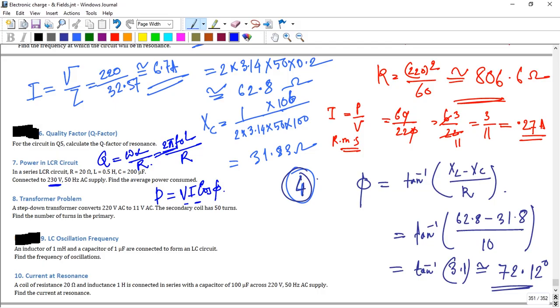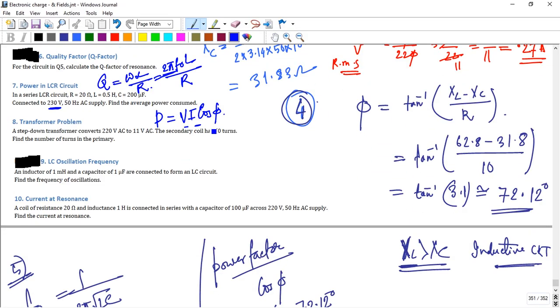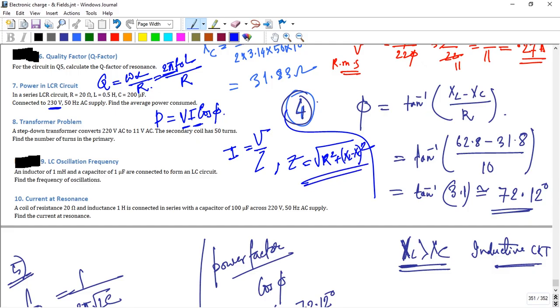Okay, so how to find that? Voltage is given, 230 volt, not I. So from Ohm's law, I equal to V by Z, and also Z equal to root over of R square plus (XL minus XC) whole square. We put the data all here and find Z. Put in Z, and V we also know, 230 volt, find the current I.